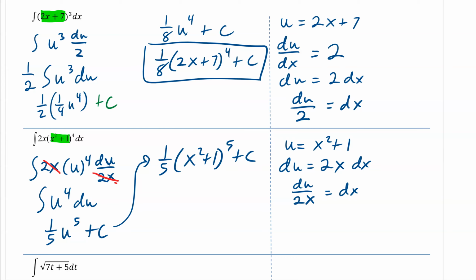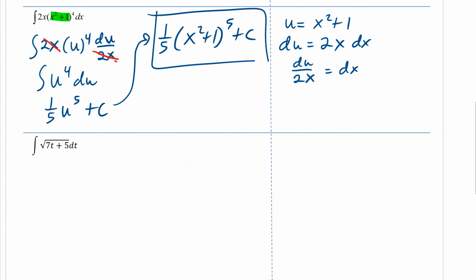Then again, we do a quick check. So bringing down the 5, that would cancel, giving us x squared plus 1 to the 4th, and then derivative of the inside is 2x. Constant disappears, checks out perfectly, we erase it, and circle our answer because we now know it's correct.